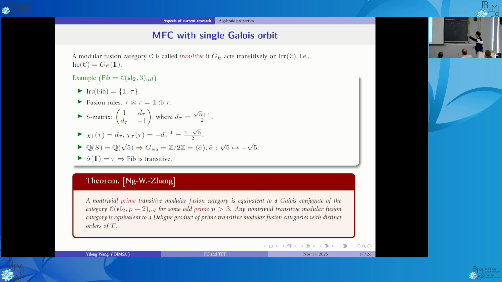And with Richard Ng and Qing Zhang, we were able to completely classify all transitive modular fusion categories. And we separate the theorem into two parts. First of all, we study transitive ones that are prime, that do not admit non-trivial decomposition. And then they are just equivalent to Galois conjugates of this quantum group at prime roots of unity. And if I have a general transitive modular fusion category, I just combine these prime ones, but I have to make sure that the orders of t are distinct. Okay, so this transitive, yes.